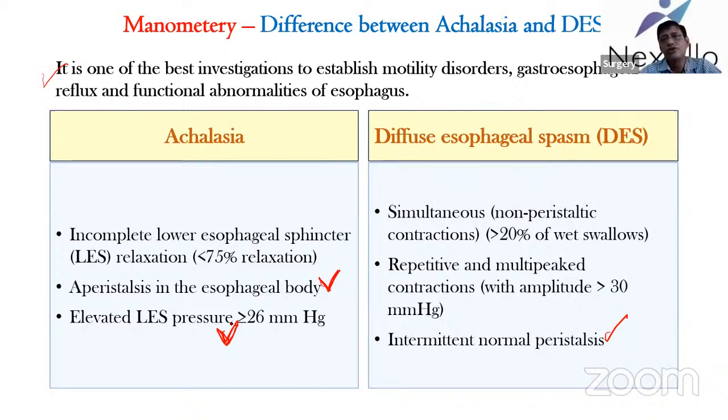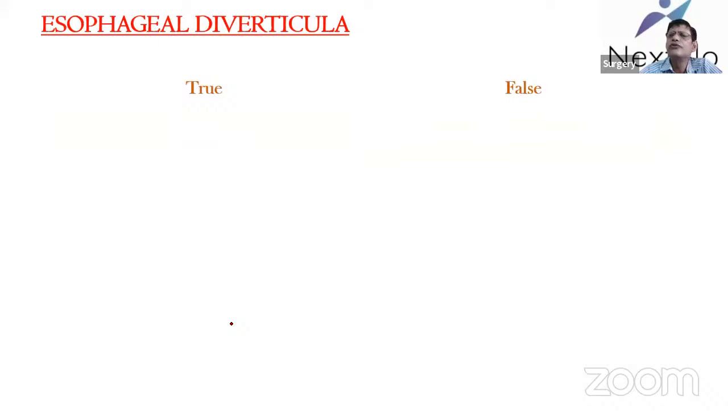Now coming to the esophageal diverticula, which once again are a disorder of the esophagus. Now these esophageal diverticula can either be true diverticula or they may be false diverticula. In a true diverticulum, all the layers have moved out. This is an outpouching with all the three layers.